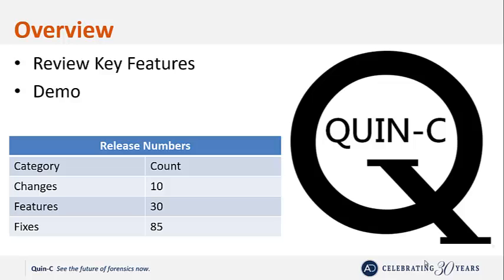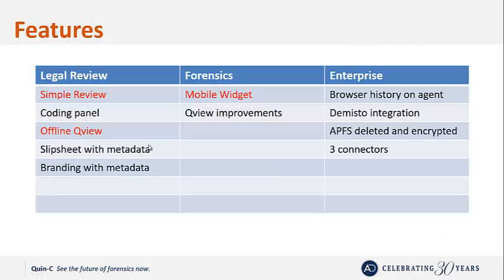We're going to do our normal release video here. We're going to talk about the key features, and then we're going to do a quick demo. At a high level, the numbers look like this: there were 10 changes, 30 new features, and about 85 bug fixes. The key features, we think anyway, lay out like this.